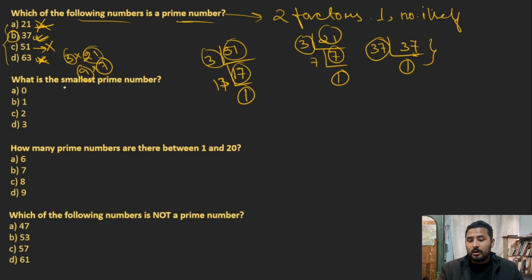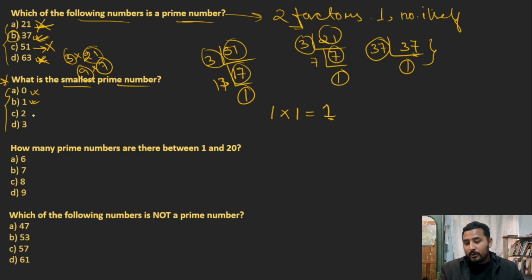Let's go for the next. What is the smallest prime number? So you have to find the smallest prime number. Now, a very important question. Okay, see, 0 is not a prime number because 0 has only one factor, that is 0 only. Then 1 also cannot be a prime number because 1 has only one factor, that is 1. Okay, we need at least two factors for a prime number. So 1 has only one factor, so don't be confused.